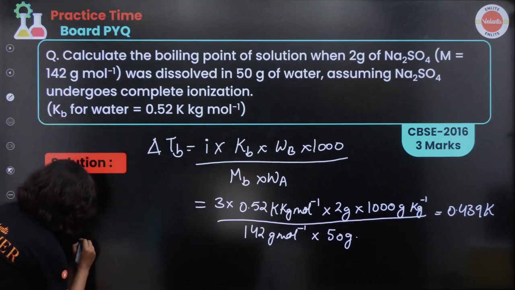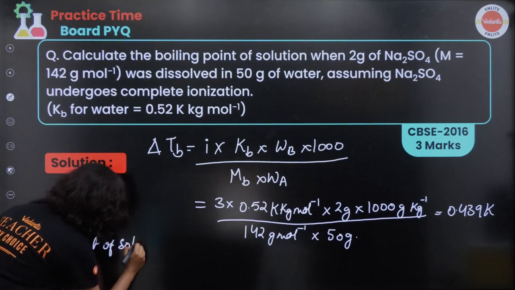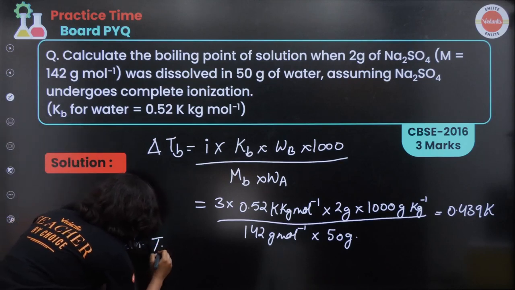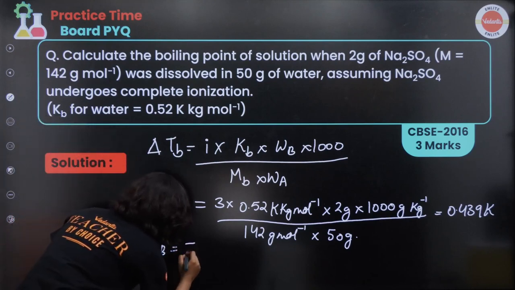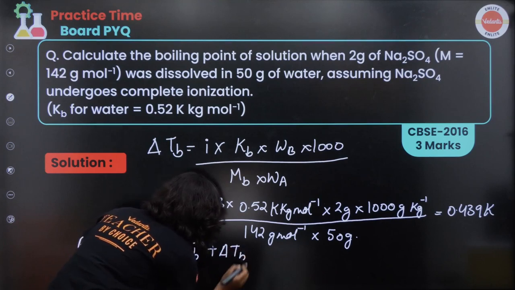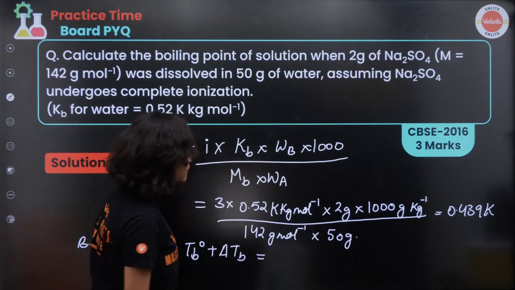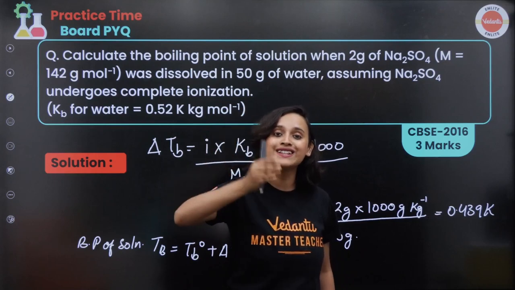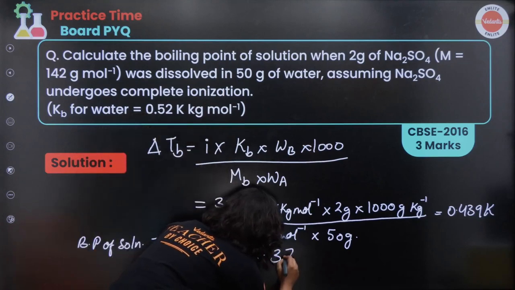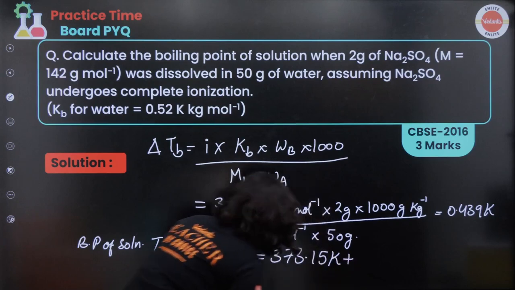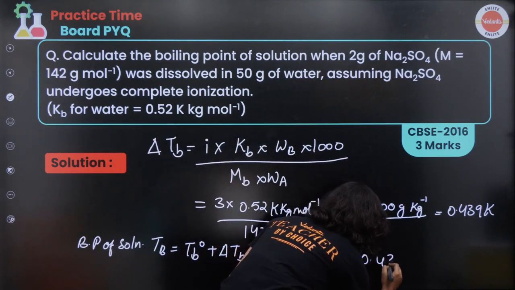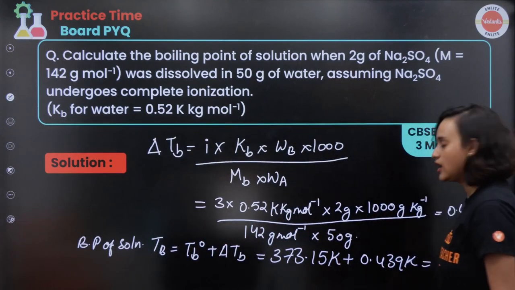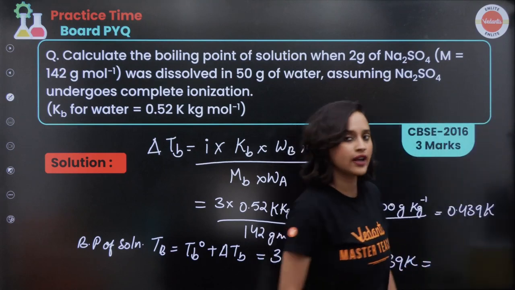So, what will be the boiling point of solution? TB is equal to TB naught plus delta TB, isn't it? We already know that TB naught will be equal to 373.15 Kelvin, plus delta TB we have found already, that is 0.439 Kelvin. If you solve it, we will get 373.58 Kelvin.